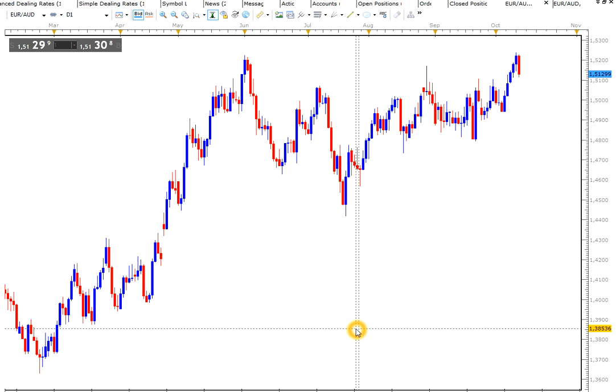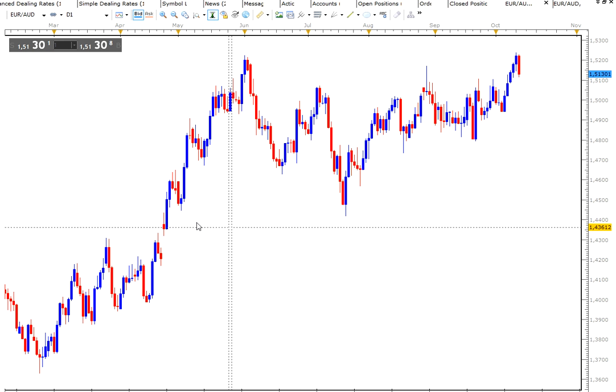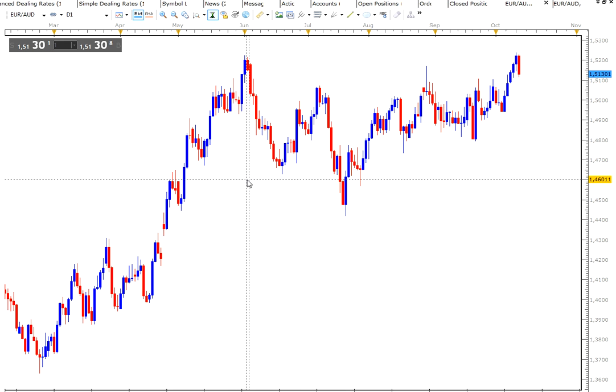Now we're going to be taking a look at the Euro Aussie daily chart today to specifically identify if there are going to be any trading opportunities for us over the next couple of days. Of course, you know that my analysis and trading is done using Japanese candlestick signals, trend lines, and consolidation setups.